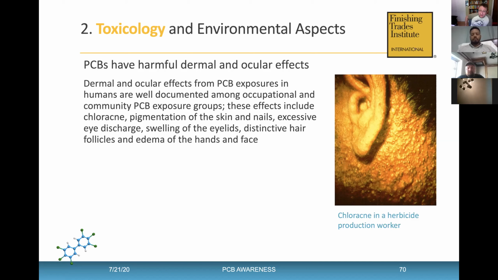This can create a particularly nasty skin disease. This is an example of an herbicide production worker, so not somebody who just sprays with it. They actually make the chemical that somebody would go and spray. But you can get chloracne from exposure to PCBs at different levels. I'm not going to tell you what the level is because I don't know. We all act a little differently. This is something that could happen with chronic or subchronic exposure to PCBs. It's not likely to happen from a couple of exposures. This is something that's a little bit longer term.